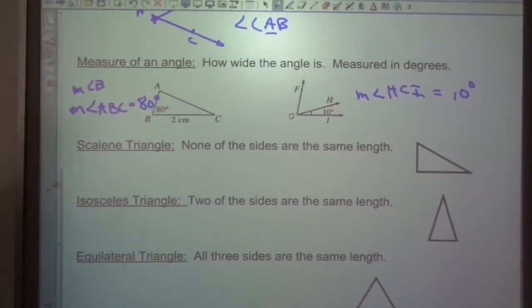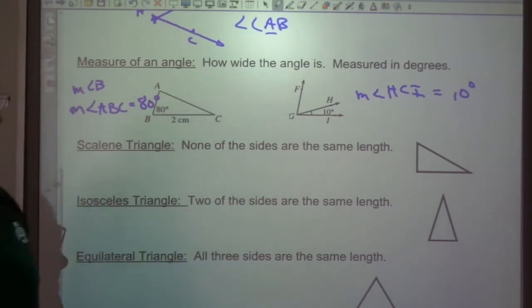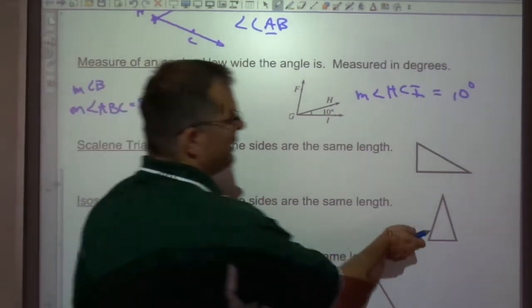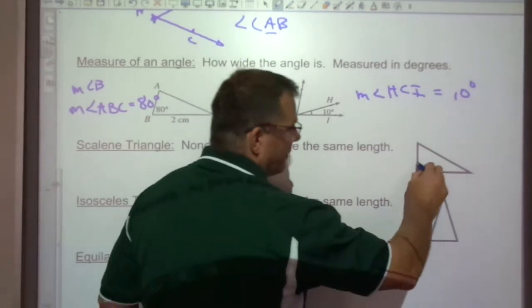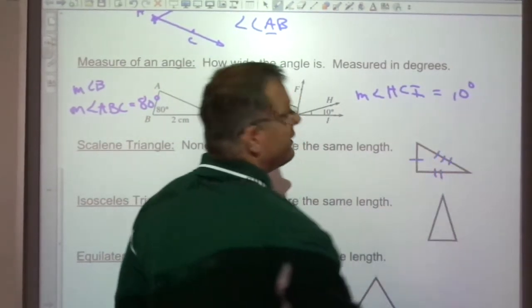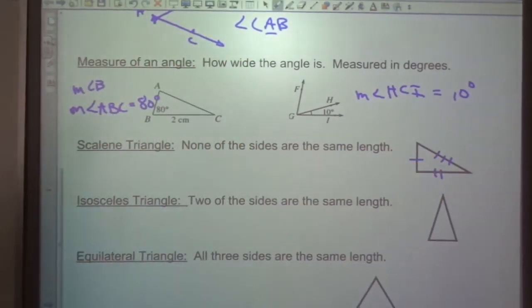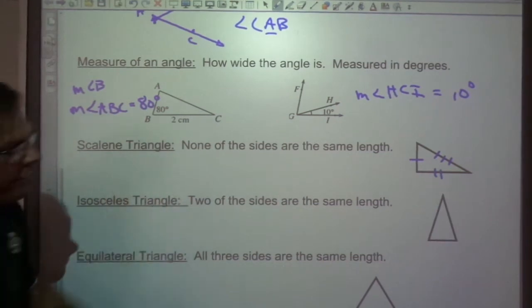Okay, we've got a couple different kinds of triangles here. Scalene means none of them are the same length. So draw a picture of a triangle. This isn't great, but we would want to mark it so that this is one length, this is another length, and this is a very different length. All of them are different. That's a scalene triangle. Isosceles is where 2 of them are the same length.